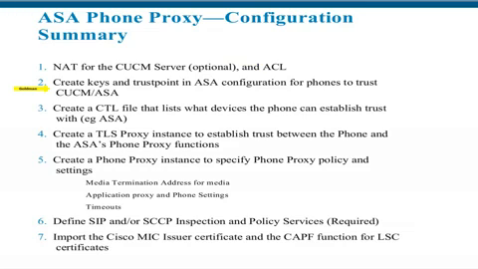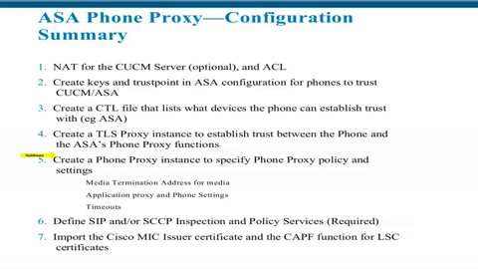And step 2, create a key trust point for the call manager in the ASA config. Step 3, create the CTL file, and this CTL file will list what devices the phone can establish trust with. The phone can trust the call manager, the phone can also trust the TFTP, or the outside phone can be trusting the CAPF.